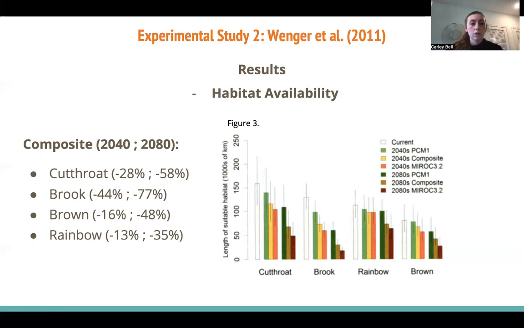So the cutthroat trout lost 28% by 2040 and 58% by 2080. The brook trout lost 44% by 2040 and 77% by 2080. The brown trout lost 16% by 2040 and 48% by 2080. And the rainbow trout, which probably adapted to a little bit higher temperatures, lost less habitat, but was still very much affected, lost 13% in the 2040s and 35% in the 2080s.